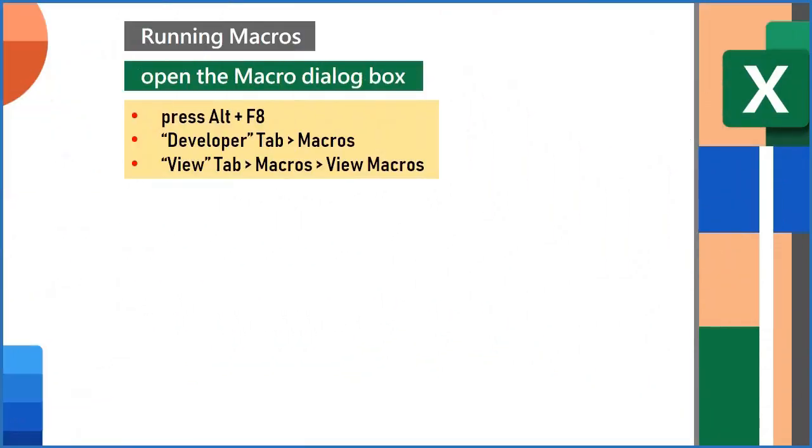Running macros using the macro dialog box. Now it's time to test whether this macro works or not. To run your macros from the Personal Macro Workbook or other files, you should open the macro dialog box first. This box can be opened by: 1. Press the shortcut key Alt F8. 2. Click on the Developer tab and choose Macros. 3. Click on the View tab and choose Macros, and then choose View Macros.